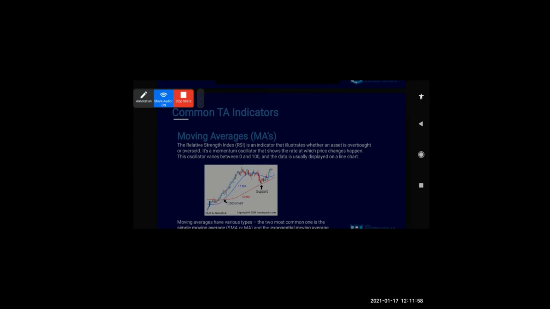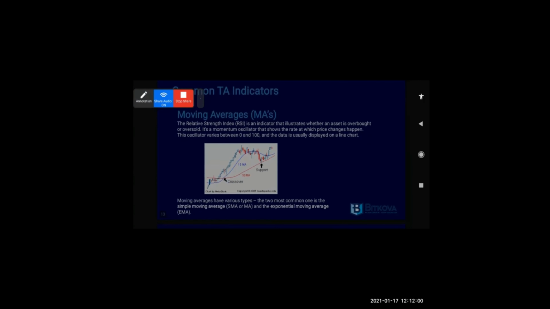And when there is a crossover, it gives you additional information about the market, that the market is now in a bullish trend, meaning the market is now going up. And here, if there is a crossover from the top, it signals a change in the trend.